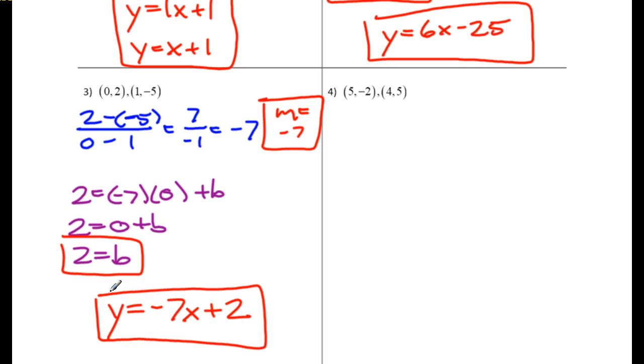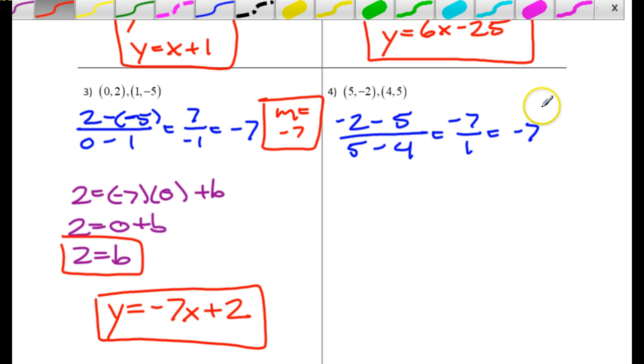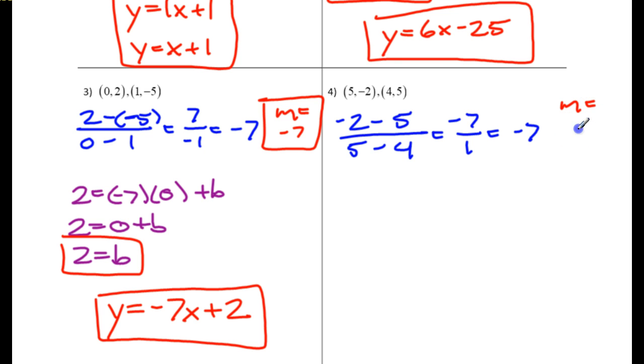Okay? Alright, and lastly, to go through these 2 points, 5, negative 2, 4, 5. Let's get that slope first. Always going to start with here, negative 2 minus 5. And that's going to be 5 minus 4. Negative 2 minus 5 is negative 7. 5 minus 4 is 1. Oh, got the exact same slope as the last one. So I still have a slope of negative 7.